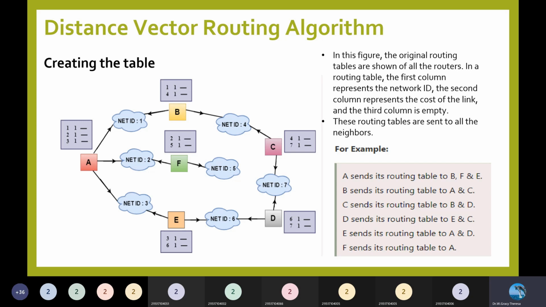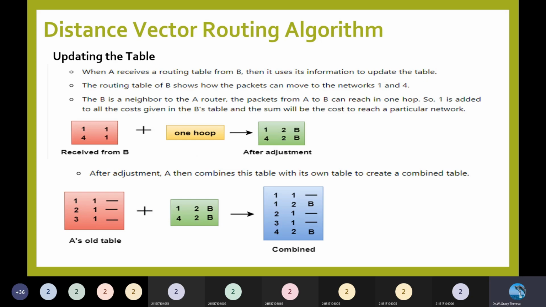Whereas if you take C, C also has only 2 entries. One is with network ID 4, another one is network ID 7, and again it has only one hop. The same. This is the basic information each and every node has, the basic information about how to create the table. Next we are going for updating the table.